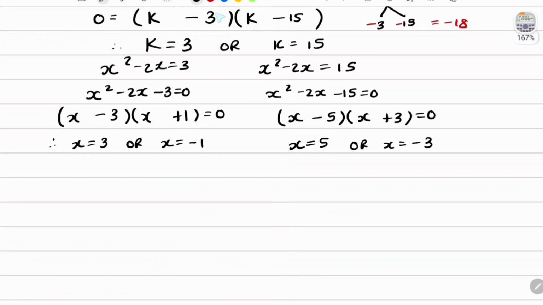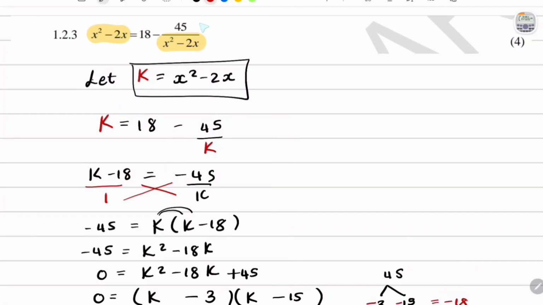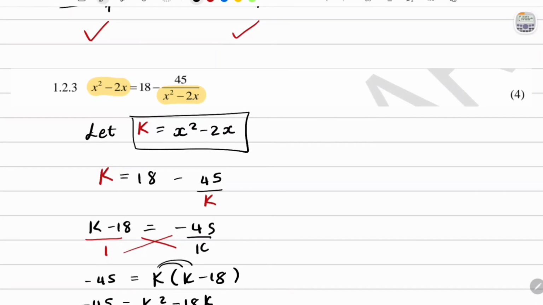And look at that. Look at how many solutions we have. X is equal to 3, that's 1. X is equal to negative 1, 2. X is equal to 5, that's number 3. And x is equal to negative 3. 4 solutions. Do you see that when we took that expression and we started multiplying, did you remember that we ended up with an x to the power of 4?